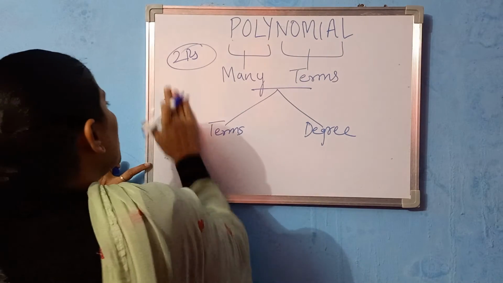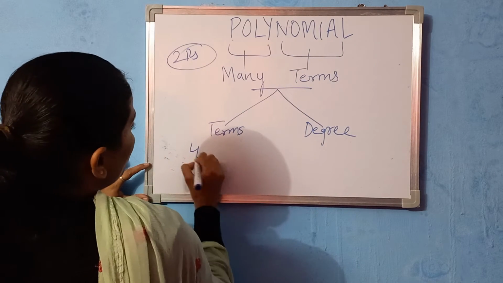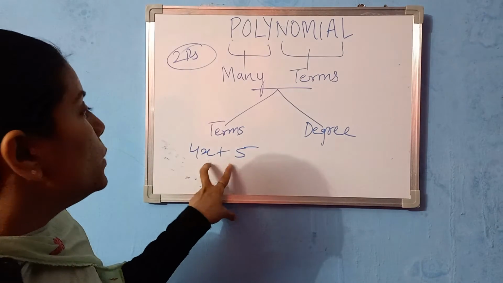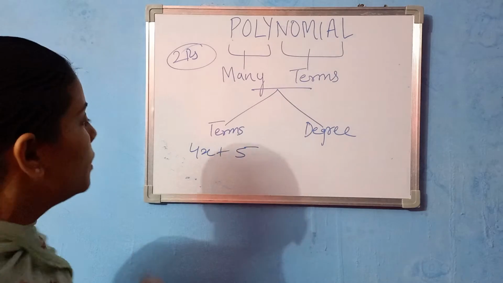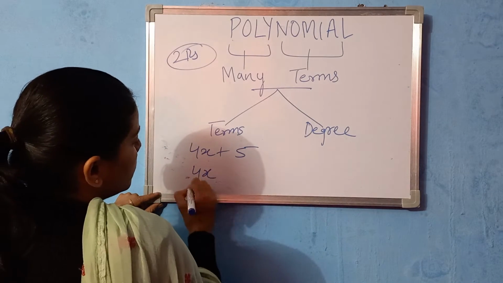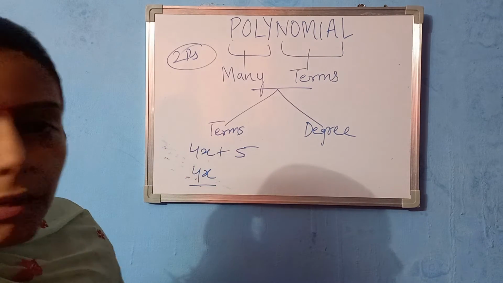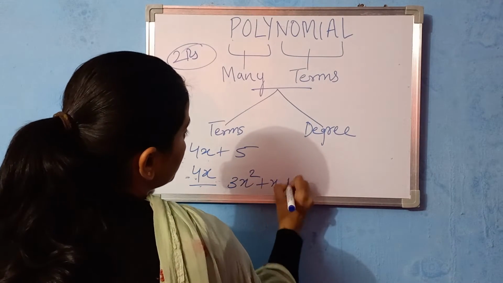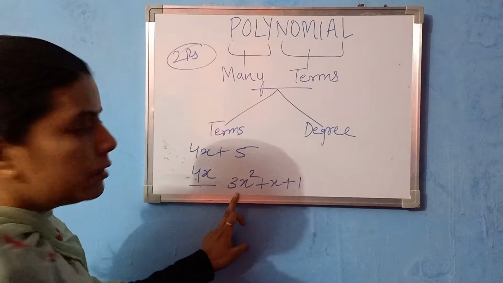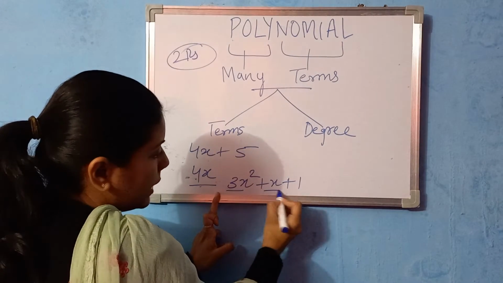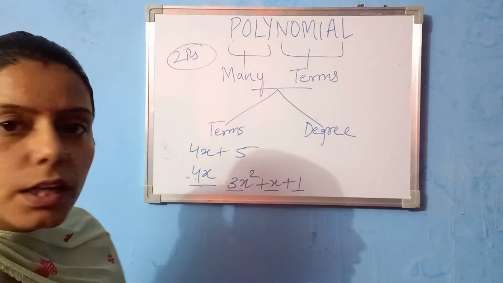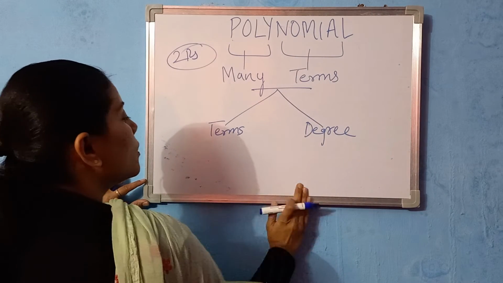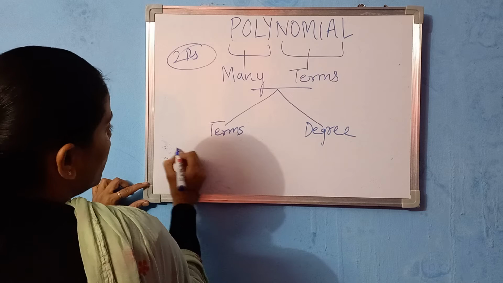Here, in the previous example, we took 4x plus 5. Okay. So we said there are two terms in this polynomial. Okay. 4x. There is one term in this polynomial. There are three terms in this polynomial. One term, second term, and third term. Okay. So on the basis of their terms, we classify them in three types.